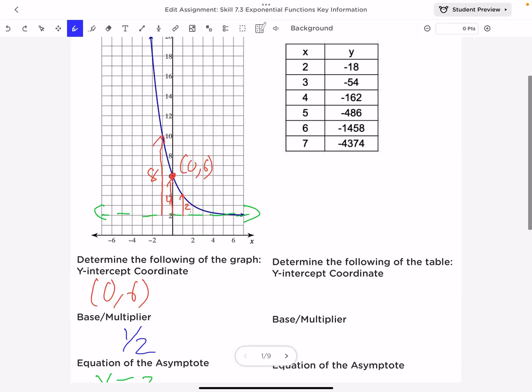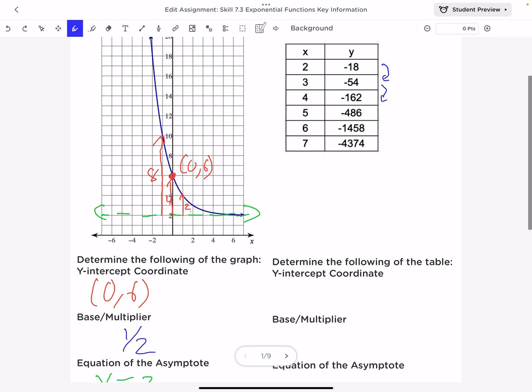All right, so now I'm going to do the same thing with this table. Now with this table, I'll have to figure out what my y-intercept is later. But from 18 to 54 and 54 to 162, I believe I'm just multiplying by 3. If I did 54 divided by 18, it would equal 3.